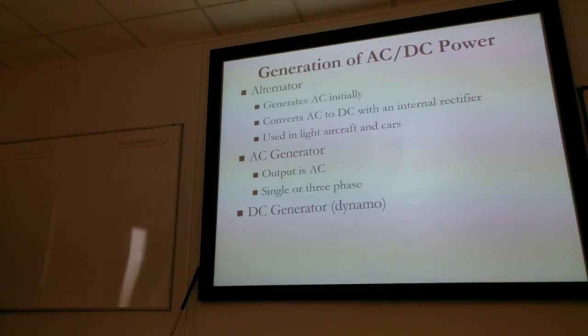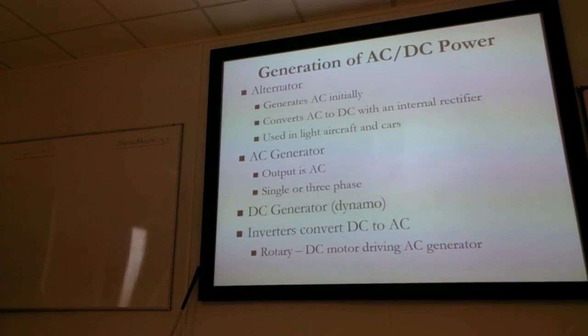DC generator, also known as a dynamo. If you've got one of those, the inverters will then convert DC to AC. A rotary inverter is a DC motor driving an AC generator, nothing else. And a static inverter is solid state. It works on the principle of PFM.